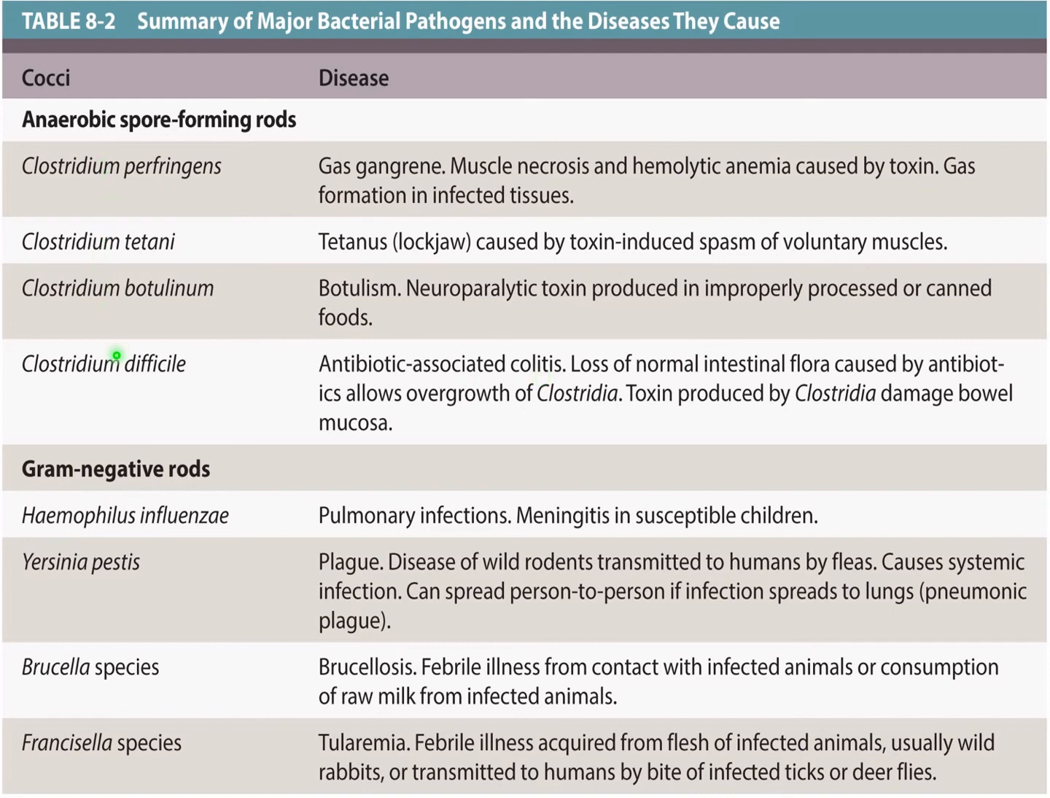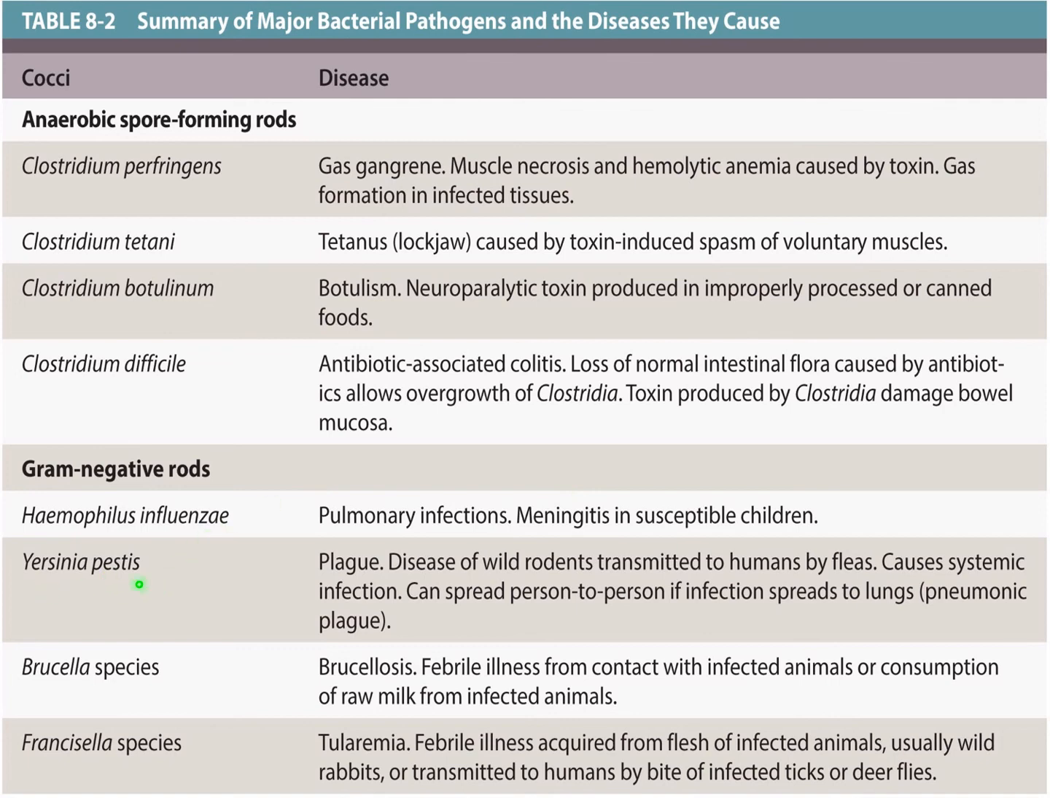All of these clostridial organisms produce toxins that actually cause the tissue damage. So if you'll see here, toxin, toxin, toxin, and this C. diff actually produces toxins that oftentimes will cause bowel damage in the bowel mucosa. Of the gram-negative bacilli that cause disease, Haemophilus influenzae, I mentioned, causes pulmonary infection, but also Haemophilus influenzae is one of the major bacterial causes of meningitis in children.